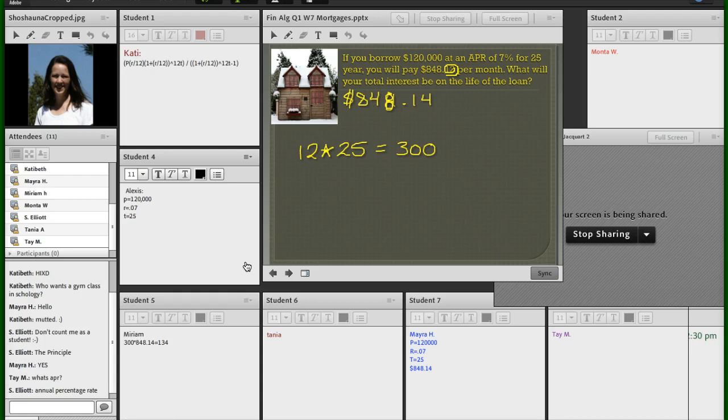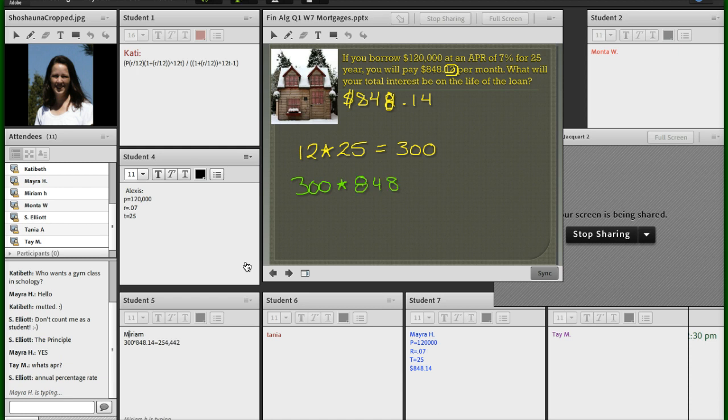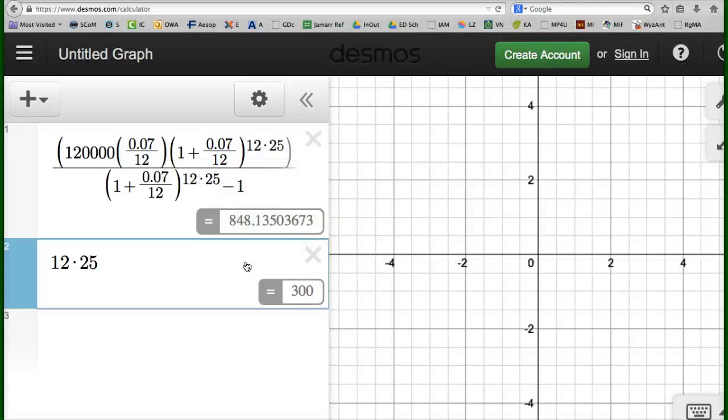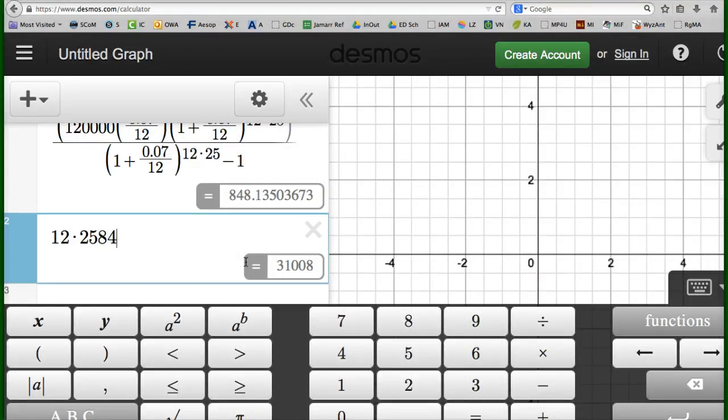So Miriam, do you have an answer on that one too? Okay, I got this. This is what I got. What will your total interest be on the life of the loan? Life. Holy cow, is that really what it is, Miriam? Not doubting you, just like, wow. 848.14. Oh, I didn't put a times in there. That was funny. Wow. That's what I got.